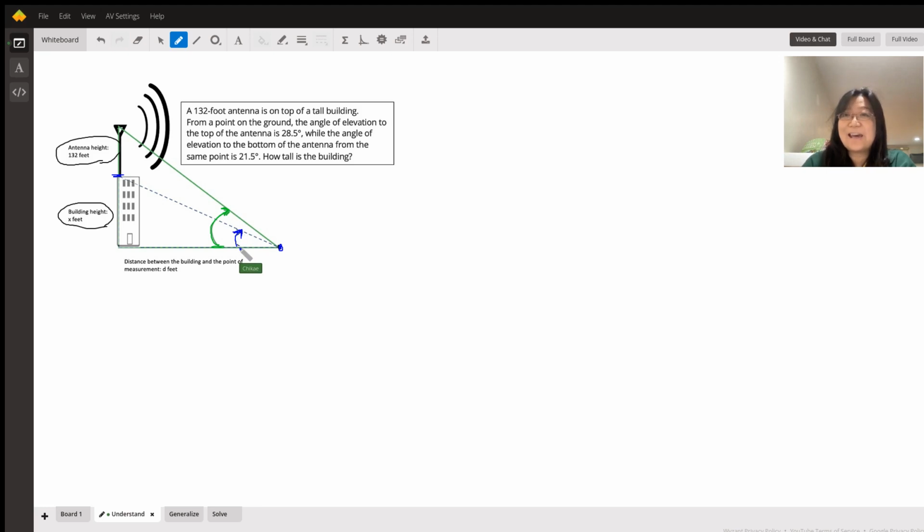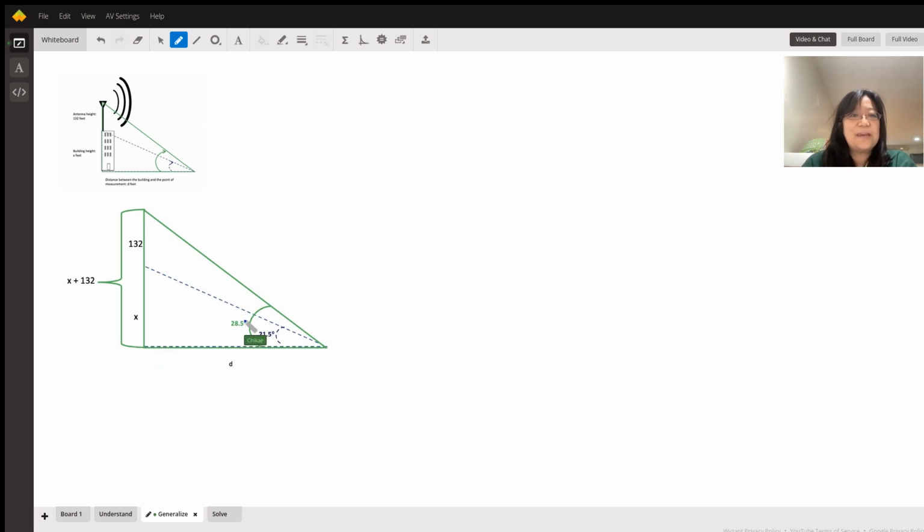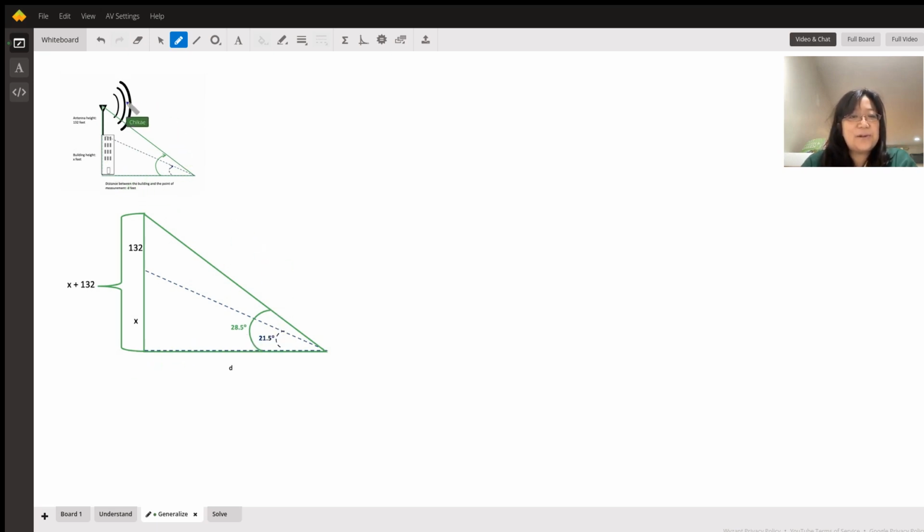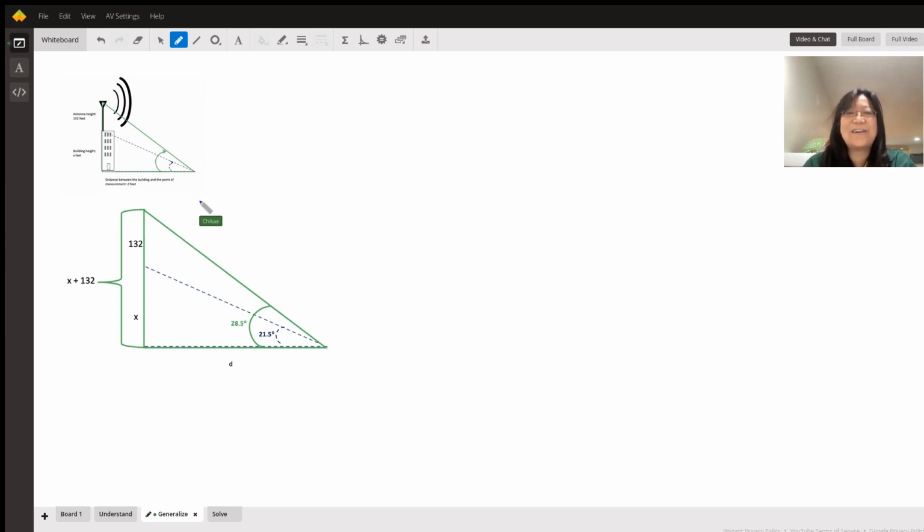I'm going to add the numbers and the degrees to my diagram in just a moment, but I wanted to explain again what the angle of elevation was and what generally the problem is talking about. So let's generalize this diagram into something that we can use to solve. You'll notice I have my previous diagram with my antenna and building up in the corner, but this is the diagram we're going to be using to solve our problem.